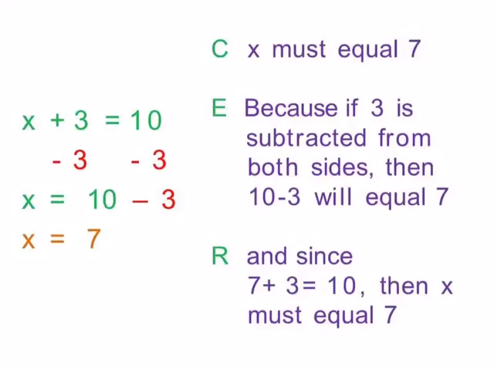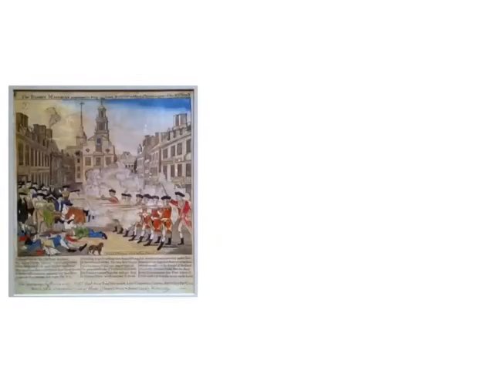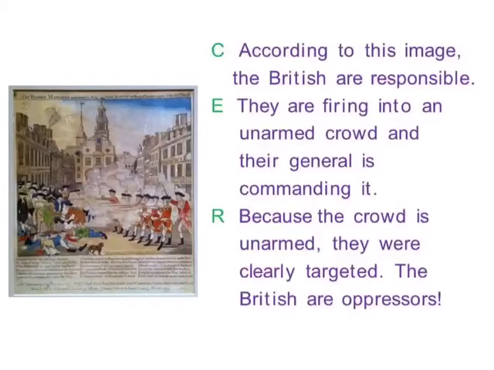And we can use this not just in math, but in just about any other subject. Take this example. Here is a picture from a social studies class portraying the world-famous image of the Boston Massacre. The question could be, according to this picture, according to this etching, who is at fault for the Boston Massacre? And if you had to answer this question, you could simply employ the CER strategy, and you'd have a very reasonable response. According to this image, the British are responsible.